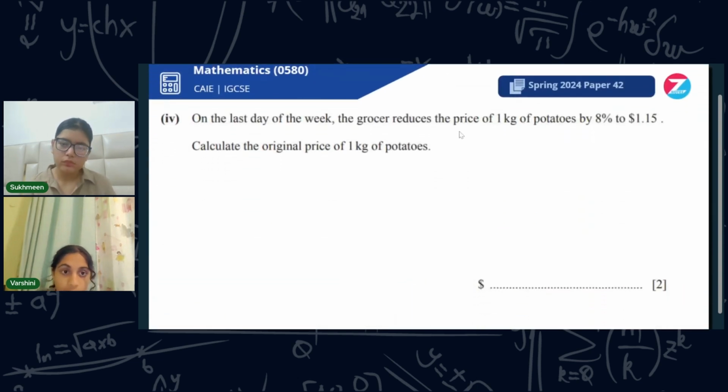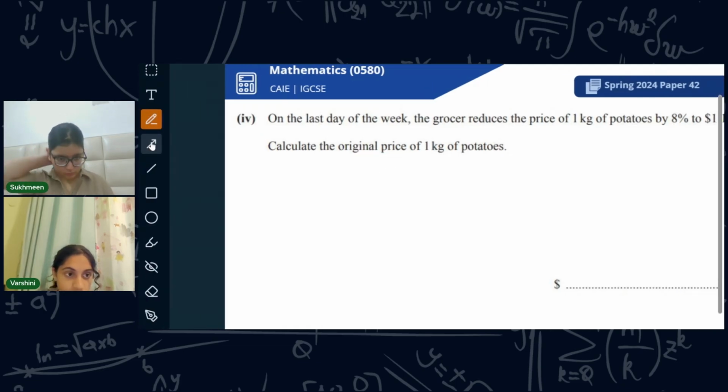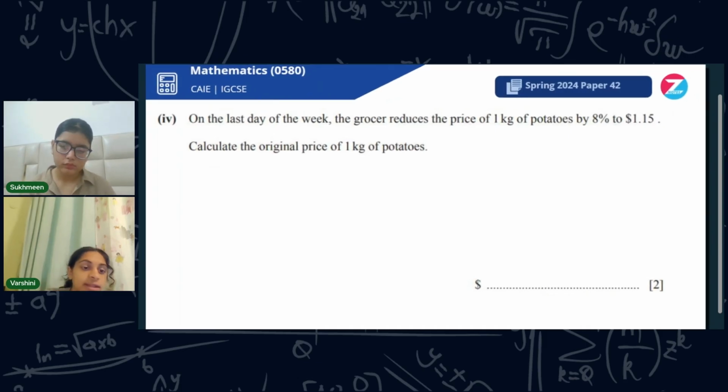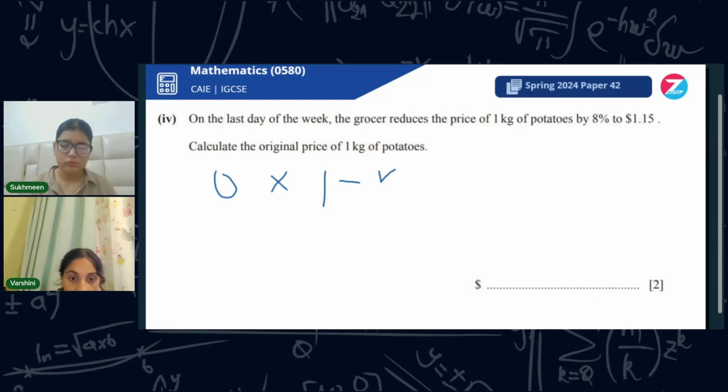So part 4. On the last day of the week, the grocer reduces the price of 1 kg of potatoes by 8% to 1.15. Calculate the original price of 1 kg of potatoes. Okay, so we know that the original price has been reduced by 8%. For percentage reduction, the formula is into 1 minus the reduction, or whatever this ratio, by 100.